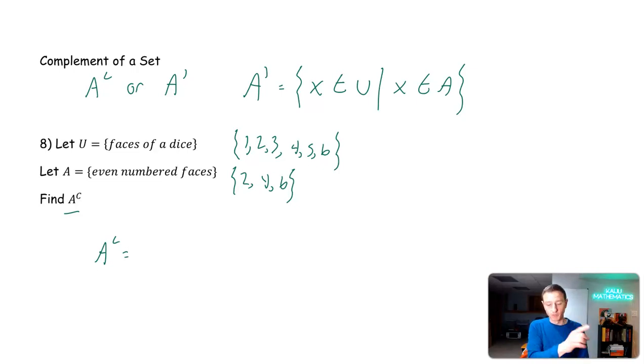So the faces of the dice are 1, 2, 3, 4, 5, 6. Set A is the even faces, so 2, 4, 6. So what would be the complement of the even faces on the faces of the dice? It would be the odd values, right? So 1, 3, 5. That's all the sides in the universe that are not the even faces. So that's the complement. And together, set A and the complement of set A, put those together, you should get the entire universe, because those two things together make up the universe. So that's the complement.